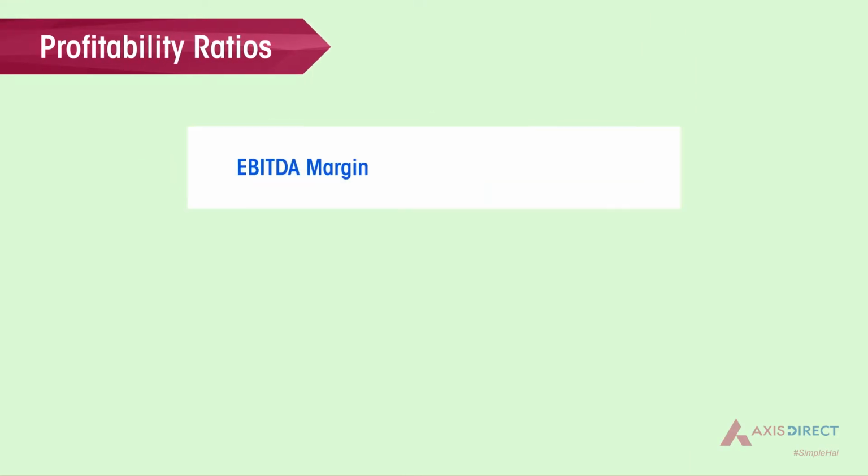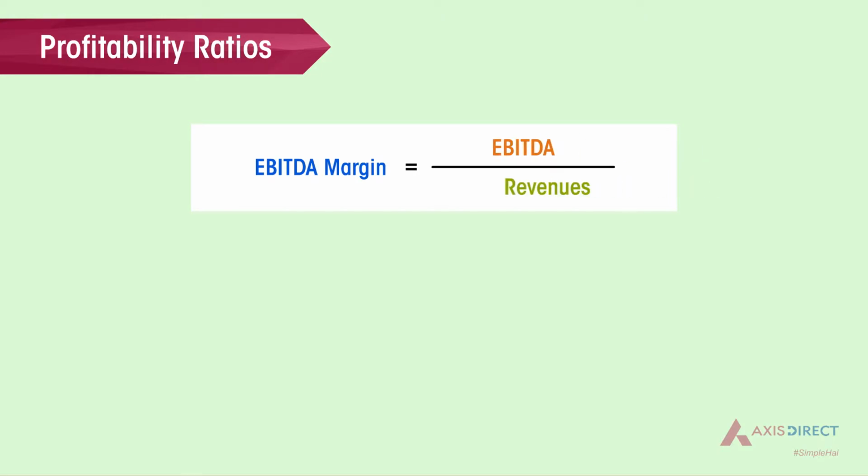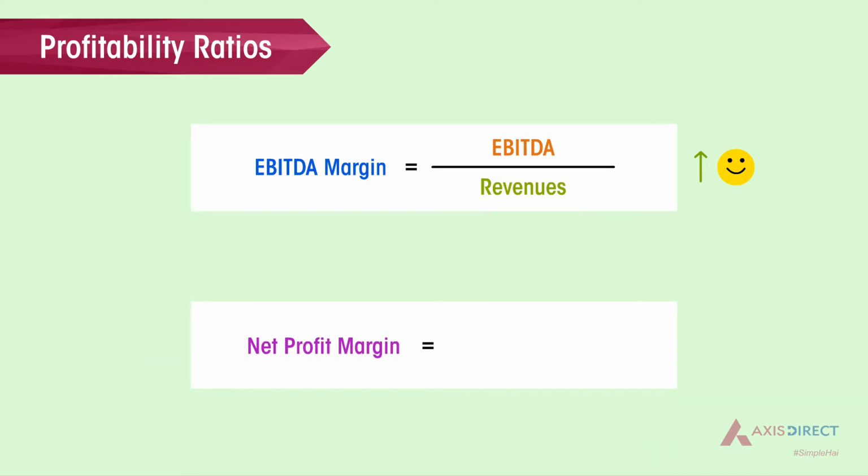Let us now move on to profitability ratio. EBITDA margin. This ratio measures how much cash the company generates from its operations per every rupee of revenues earned. Higher EBITDA margin indicates better performance of the company. Net profit margin. This ratio measures how much money the company earns from its business per every rupee of revenue earned. The higher the ratio, the more effective a company is at cost control and generating higher profits.